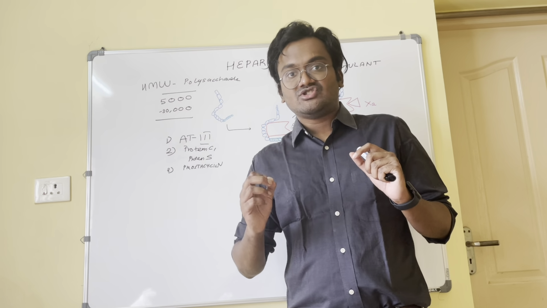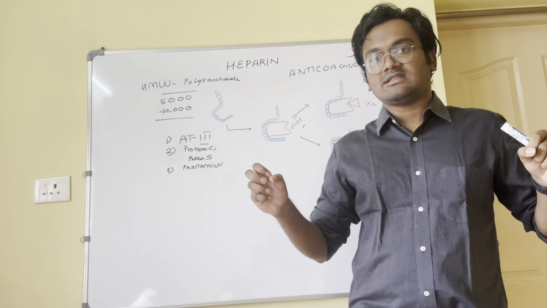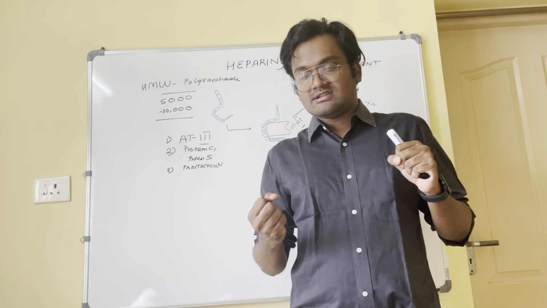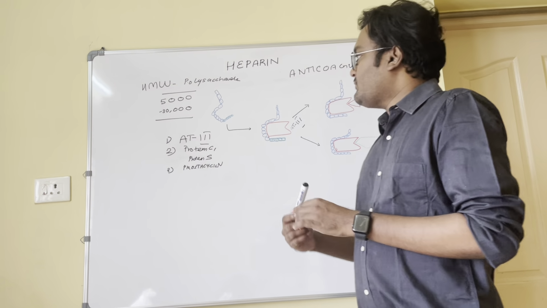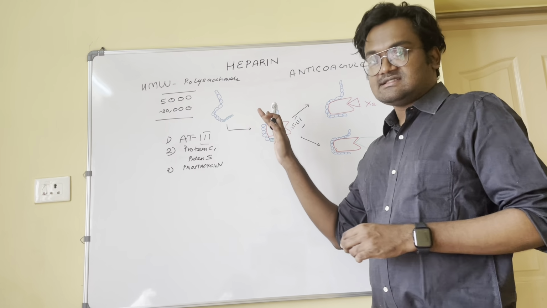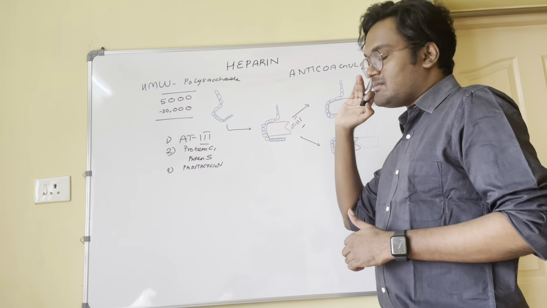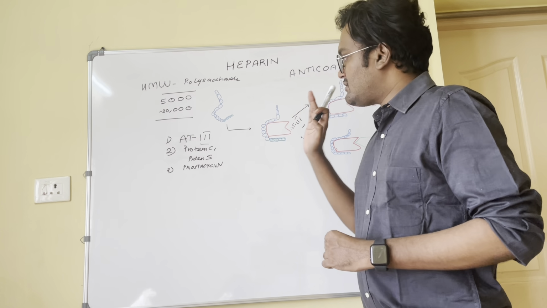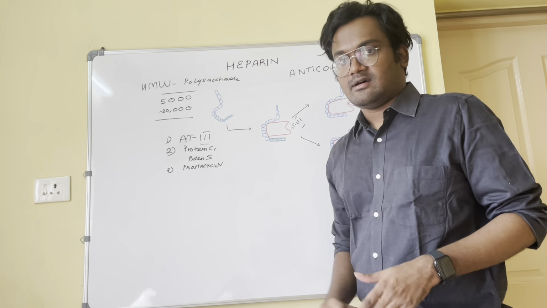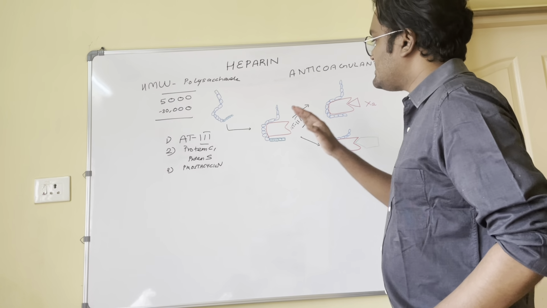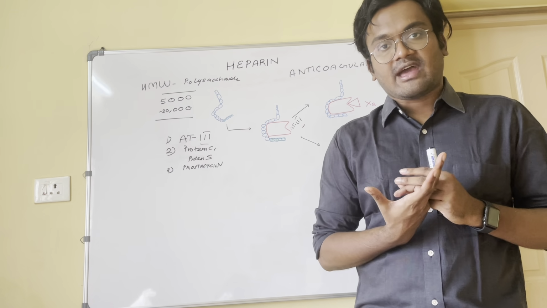I imagine heparin as a chain. Just imagine heparin as a steel chain made up of carbohydrates. This steel chain enters the body, enters the blood vessel, and goes and binds to one important substance. This one important substance is antithrombin 3. Antithrombin 3 is the centerpiece of the mechanism of action of heparin.